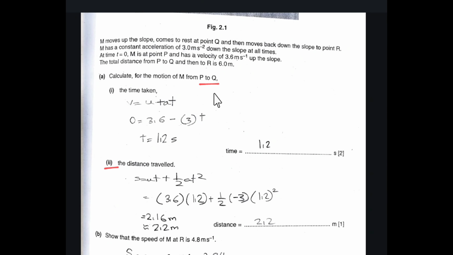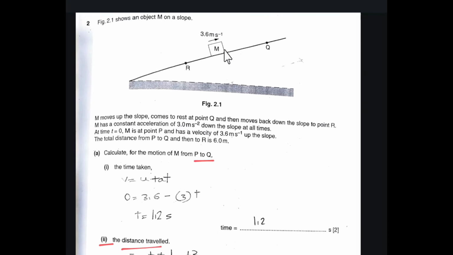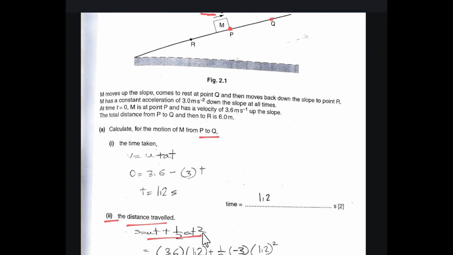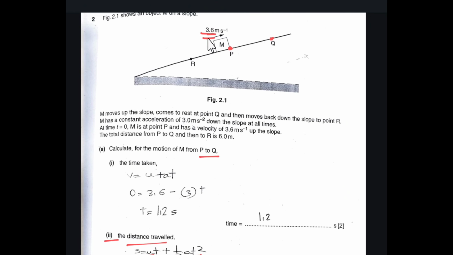For the movement from P to Q, we need to find the total distance traveled, that is, from point P to point Q. We know the initial speed, so s is equal to ut plus half at square. We know the value of u, that is the initial speed, 3.6 meter per second.